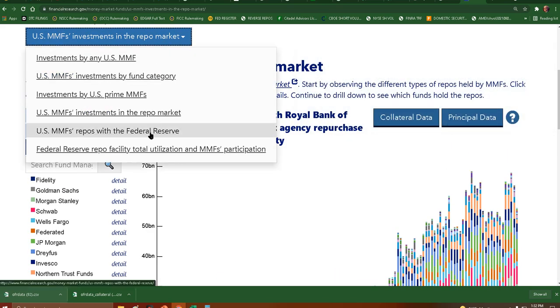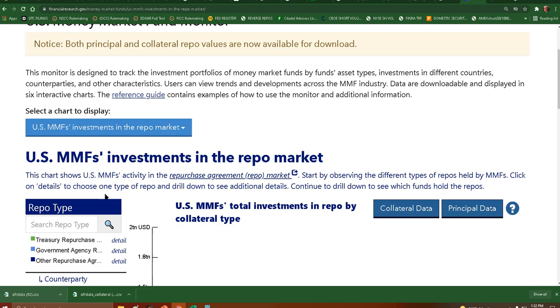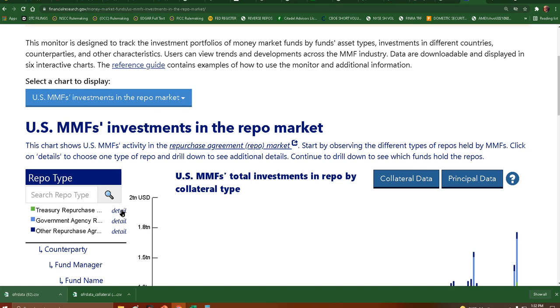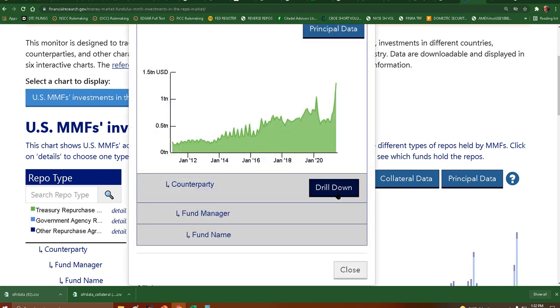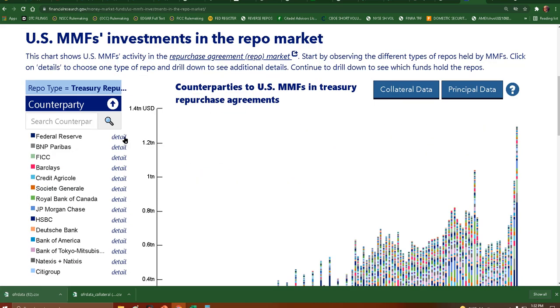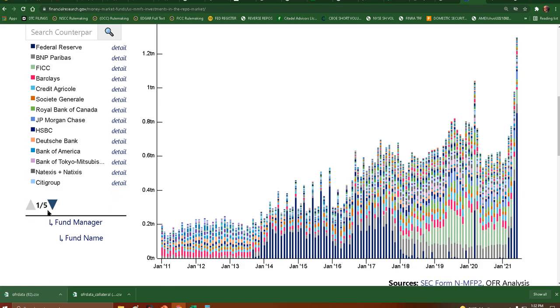Now let's go look at the repo market again, and let's look at Treasury repurchase agreements. Drill down. Who's the number one counterparty for Treasury? Well, that makes sense. It's the Federal Reserve. But you know what's interesting? I don't see Fidelity on here either. You know what that means?